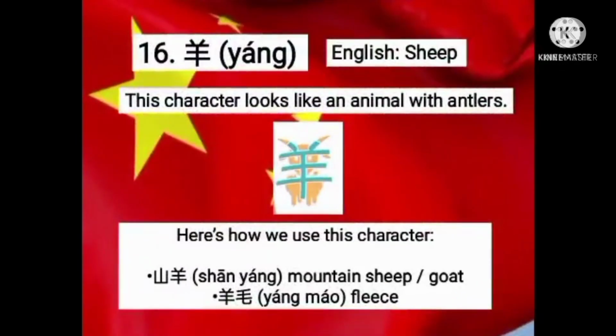Number 16 is Yang. In English, sheep. This character looks like an animal with antlers. Here's how we use these characters. Shan Yang means mountain sheep or goat. Yang Mao means fleece.